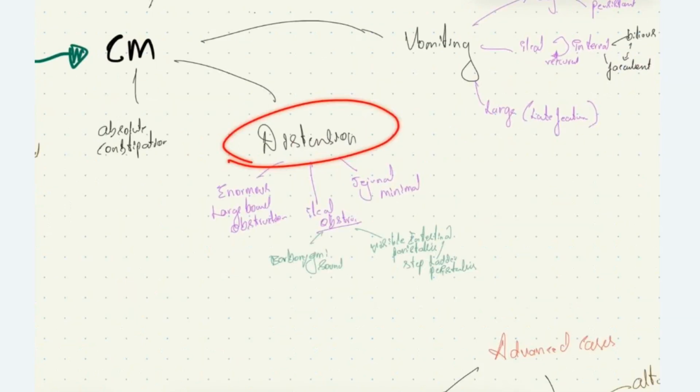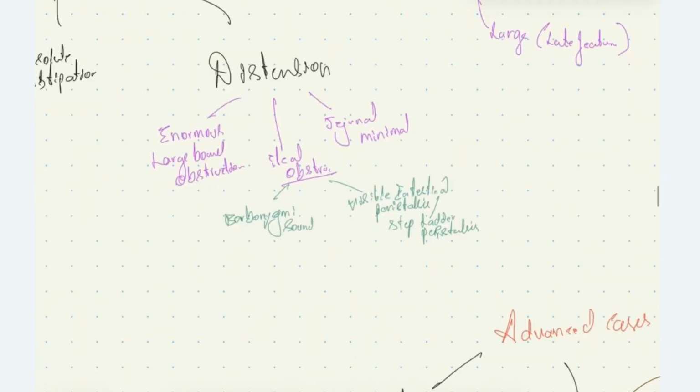Next, we have abdominal distension. It will be minimal in case of jejunal obstruction. In case of ileal obstruction, there will be abdominal distension, along with which we hear borborygmi. This sound is normally heard when we are hungry. The migratory motor complex normally produces this sound, but in patients with intestinal obstruction, they have a persistent and increased pitch of borborygmi.